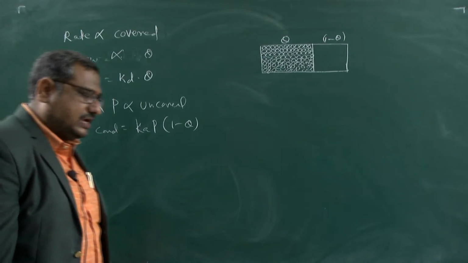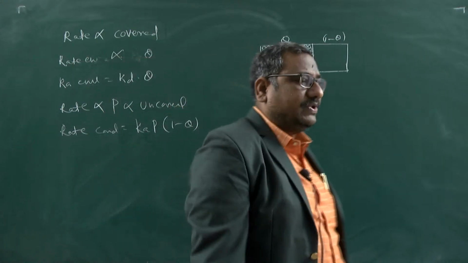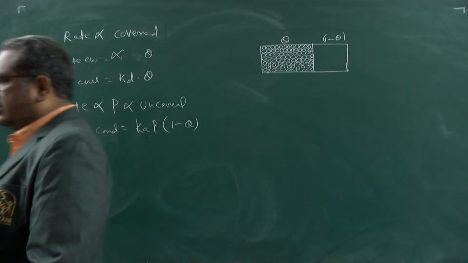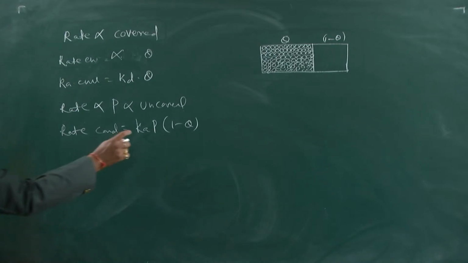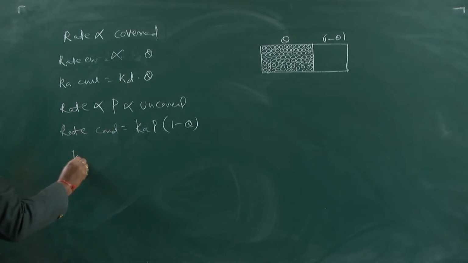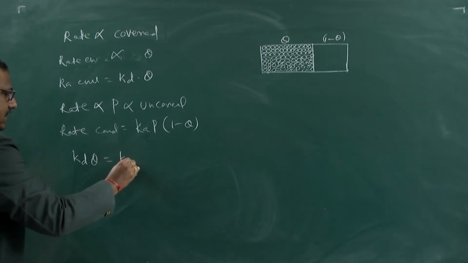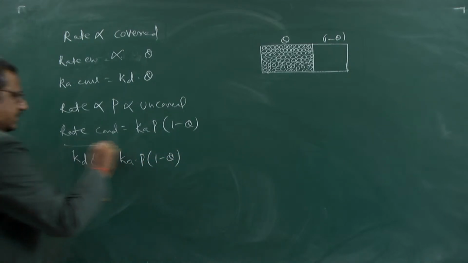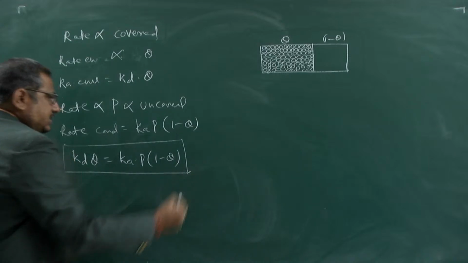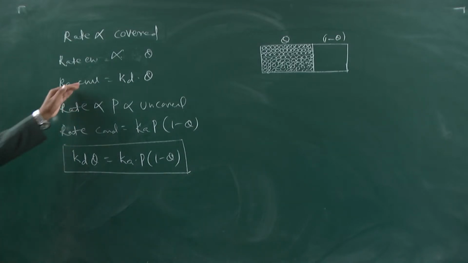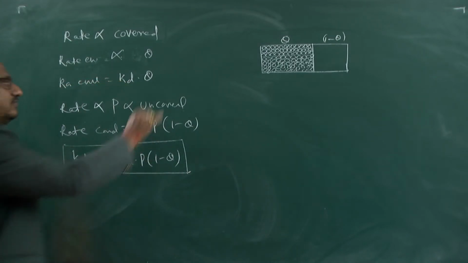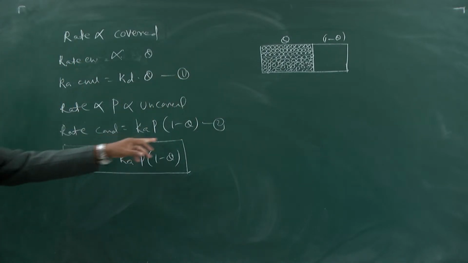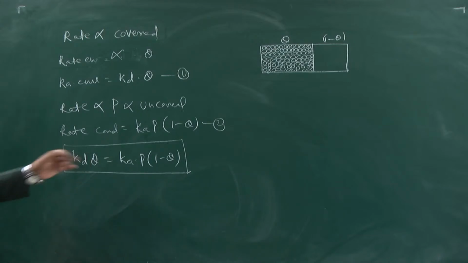So according to chemical adsorption, rate of evaporation is equal to rate of condensation. At the equilibrium condition, rate of evaporation is equal to rate of condensation, that is, Kd theta is equal to Ka P (1 minus theta). If this is equation 1 and that is equation 2, now what do we have to represent here?